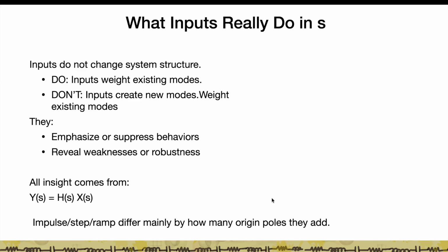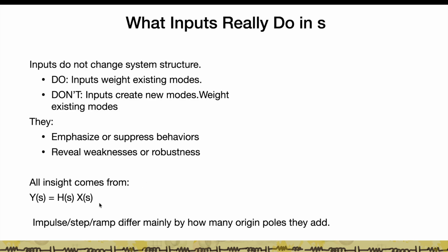Now let's summarize this philosophy. Inputs do not change the system structure. The system poles, its modes, are properties of H(s). What inputs do is weight these modes and reveal robustness or weaknesses.